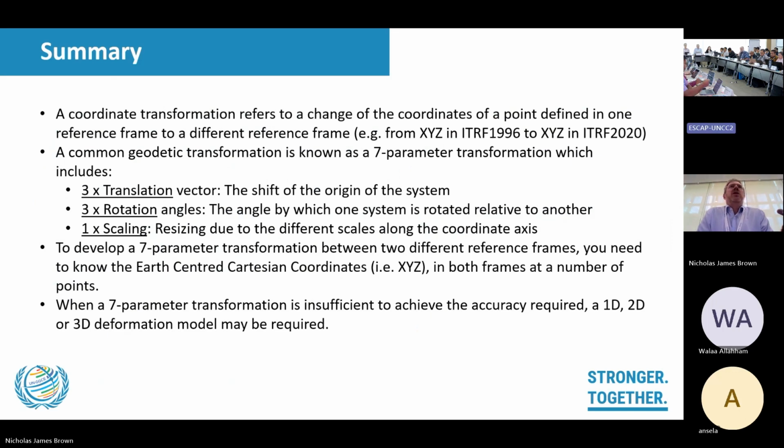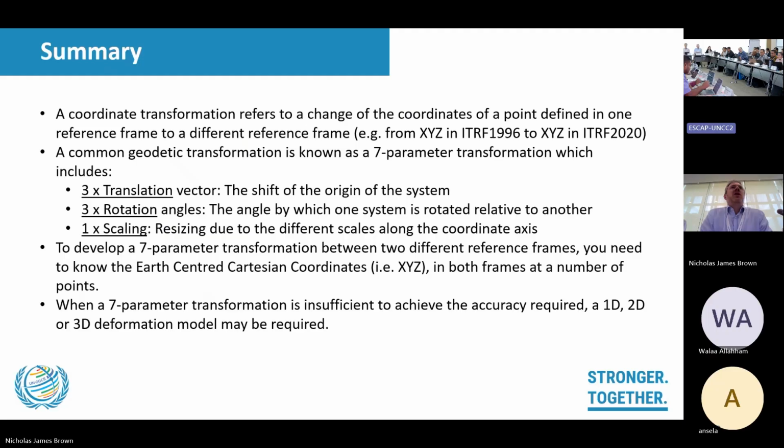So a coordinate transformation refers to the change of the coordinates of a point, which are defined in one reference frame, to defining it in a different reference frame. And they are all based on Earth-centered coordinates. So the X, Y, Z from the center of the Earth, for example, in ITRF 1996, through to X, Y, Z coordinates in another reference frame like ITRF 2020.